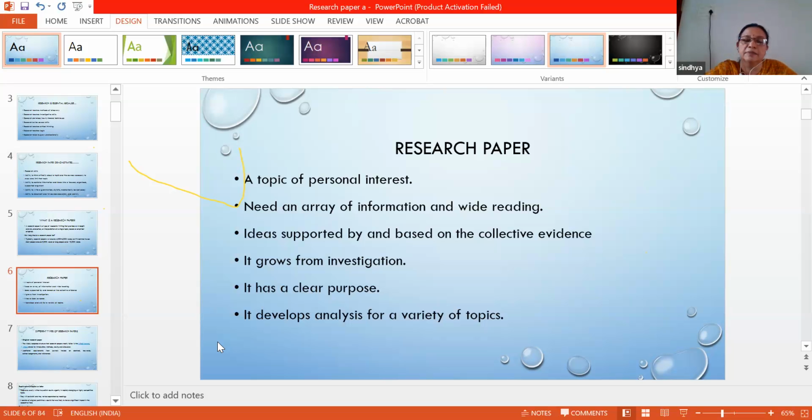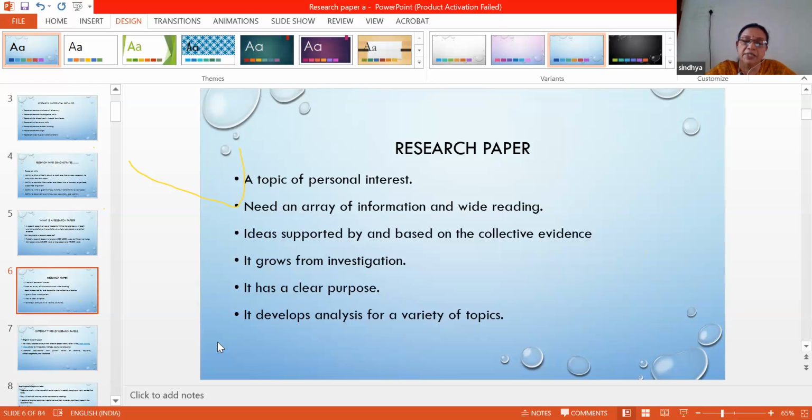And every idea must be supported by collective evidence. So if you have an idea, that idea must be supported by evidence. Evidence means we have to collect data. So data must support every research paper. So that is why we say it is a research paper. Otherwise, we can say it is an article only, a theoretical paper only. There also we need data, but that kind of data is different.